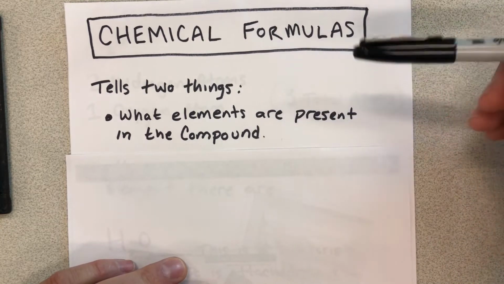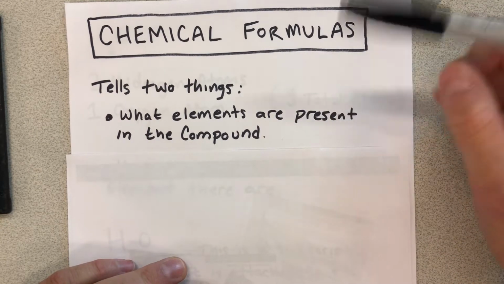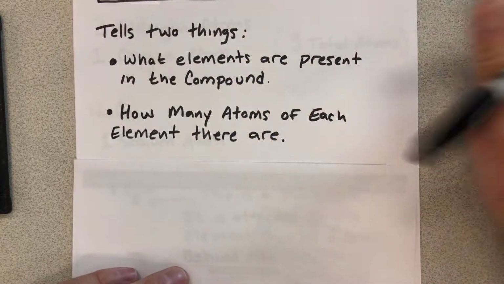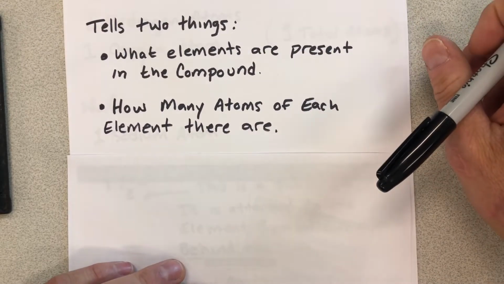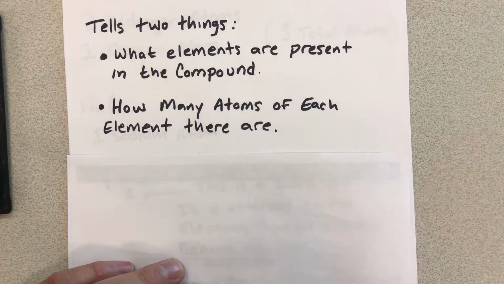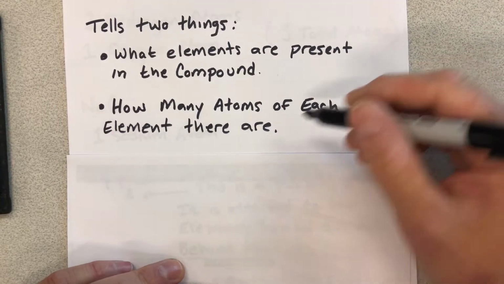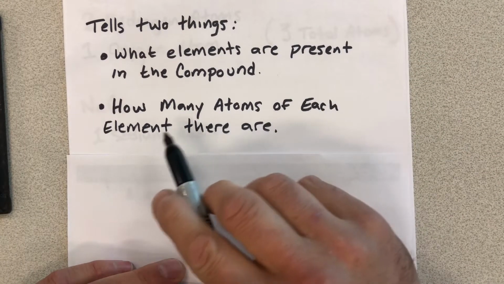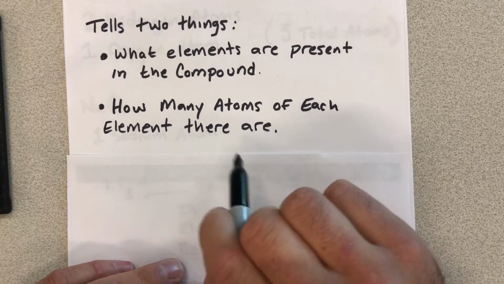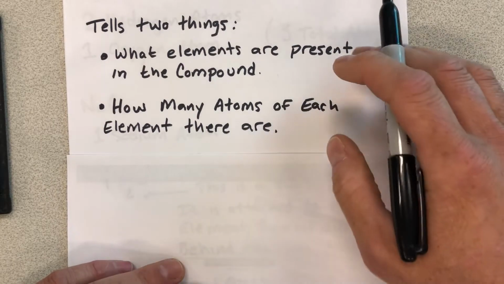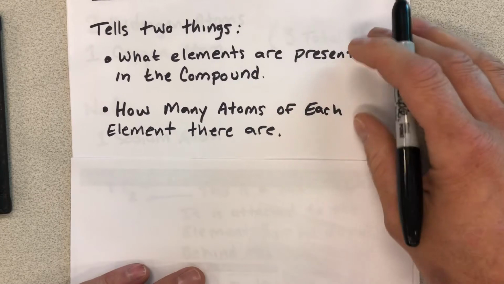It tells you what elements are present in a compound, and it tells how many atoms of each element there are in that compound. And so this becomes really important later in chemistry to be able to count how many atoms of each element there are based on the chemical formula. And so let's get some practice with that.